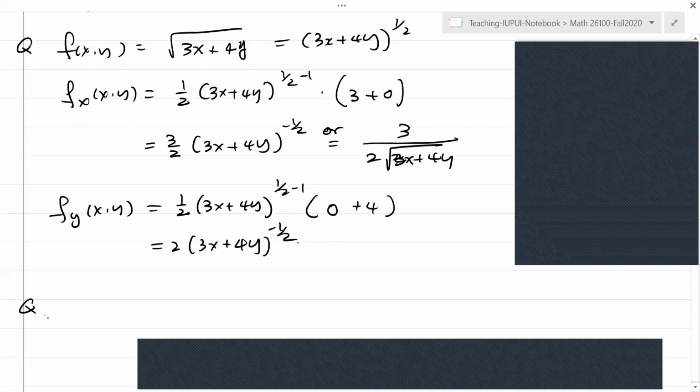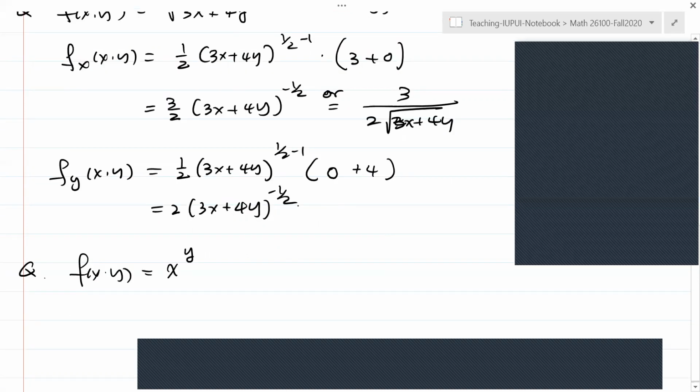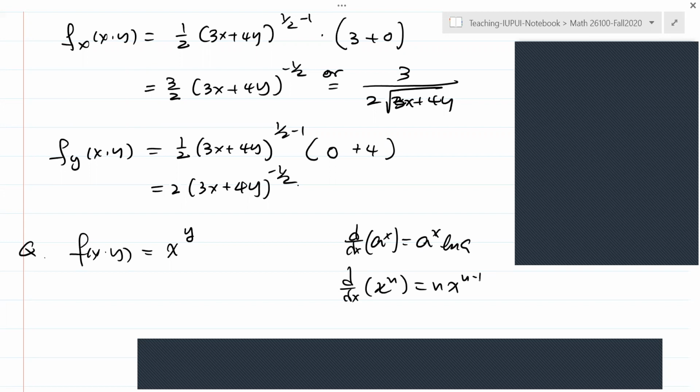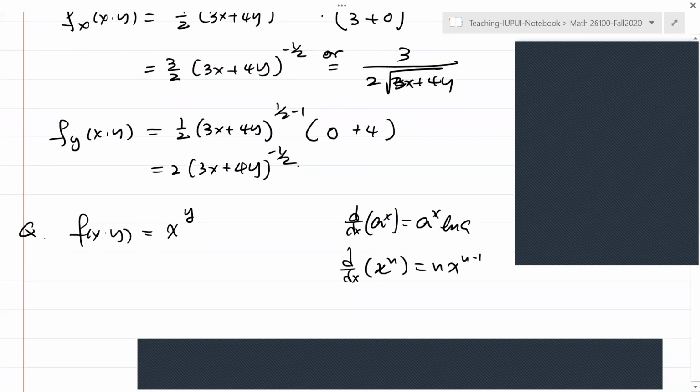Now, if we are given x to the y, this is a strange function, and you have to be very careful about this one. We want to find the partial derivative. The formulas we can use: if you have a to the x, the derivative is a to the x times natural log of a. If we have the derivative of x to the power n, that's n x to the n minus 1, where n is an arbitrary number. But in x to the y, both the variables change, so be careful.